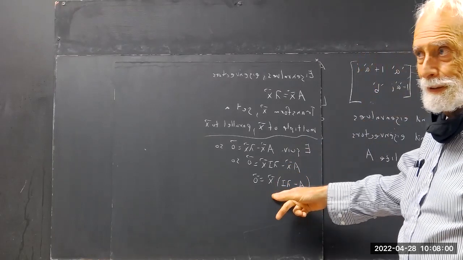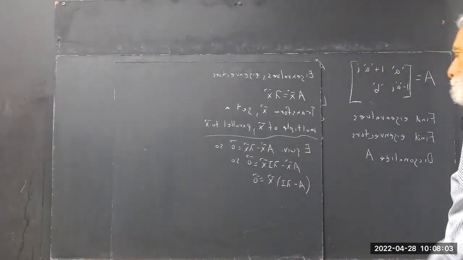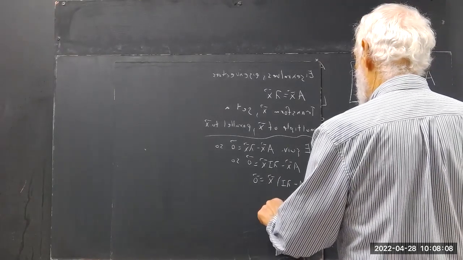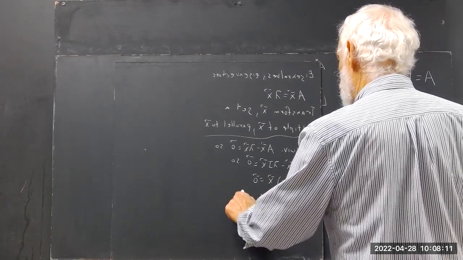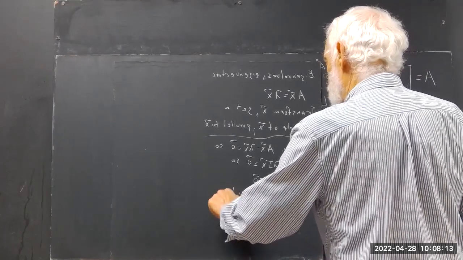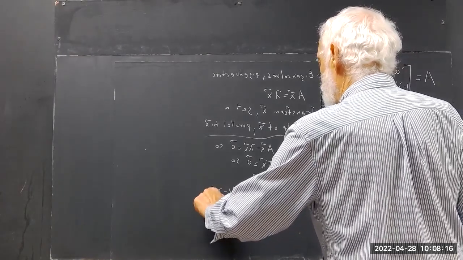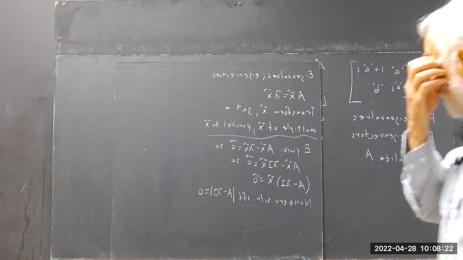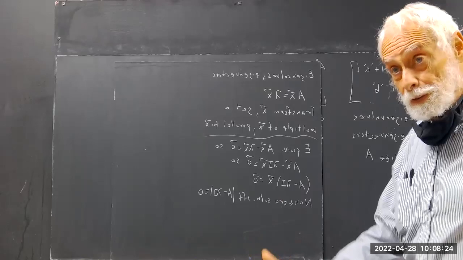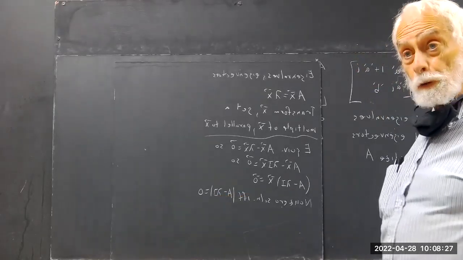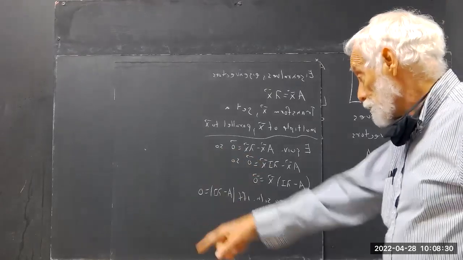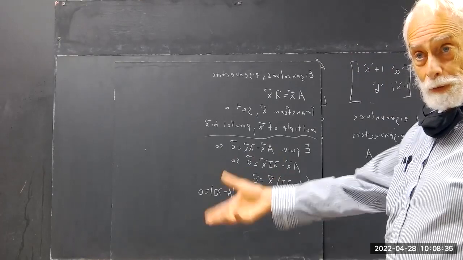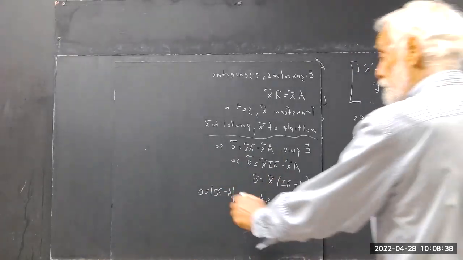And this has a non-zero solution if and only if the determinant of A minus lambda I equals 0. Because if the determinant of A minus lambda I is not 0, that means A minus lambda I is invertible. If A minus lambda I is invertible, then the only solution to this is the trivial solution. X is the 0 vector.